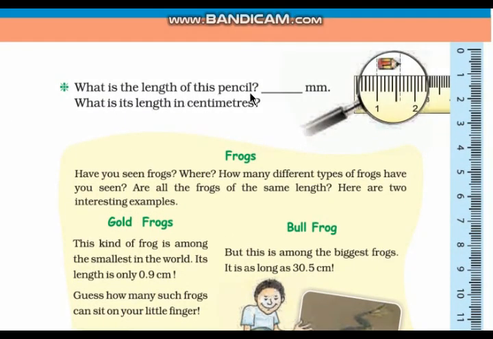Now proceeding further on page number 155. Here what is the length of this pencil? Dash mm. What is its length in centimeters? So we have to write the length of this pencil in both millimeter and centimeter. So first let's count here the lines 1, 2, 3, 4, 5 and 6. 6 mm. That means 6 millimeter. So here we can write 6 mm.